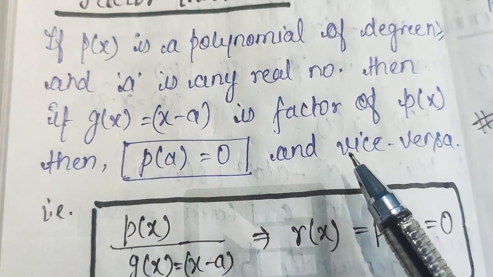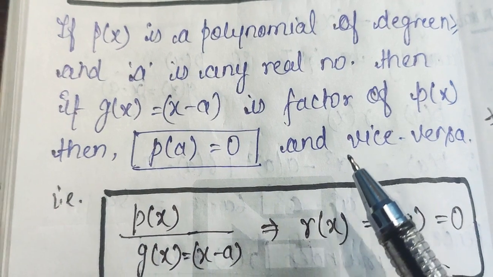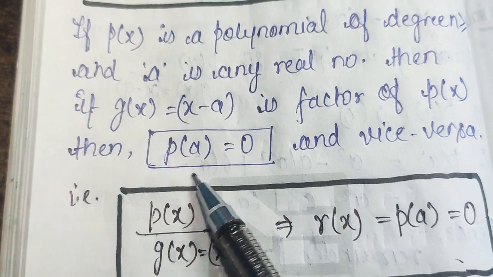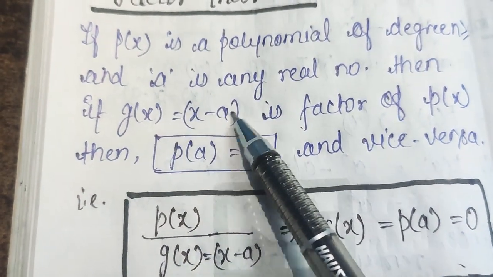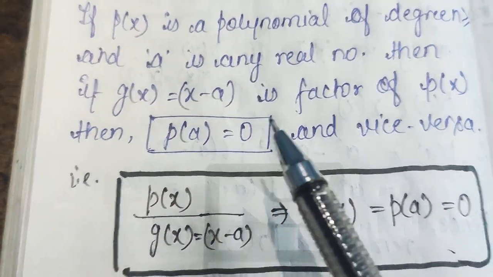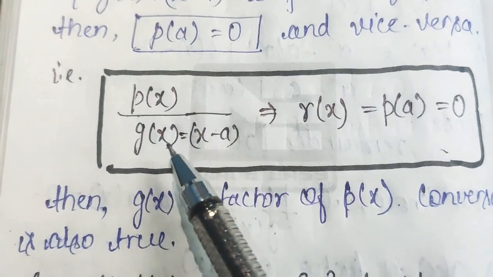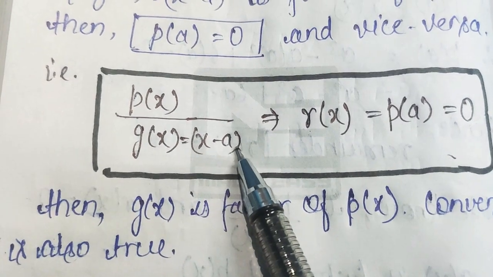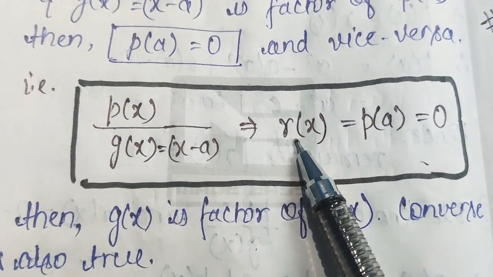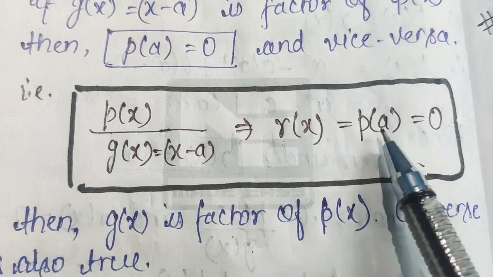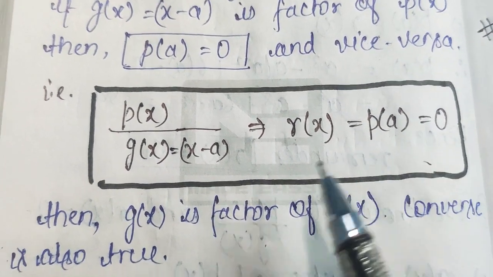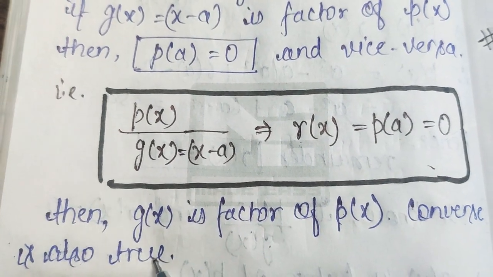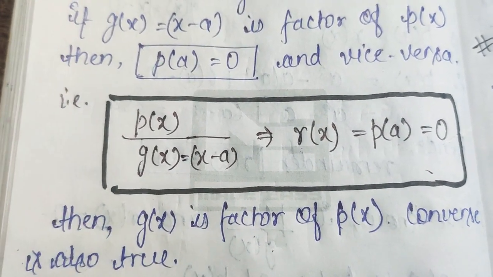The converse part of this theorem is also true. It means if g(x) is the factor of p(x), then the value of the polynomial at the point a will be 0. So here you can write it mathematically like this. P(x) when divided by g(x), the x minus a format, then your remainder will be equal to p(a), and here it is equal to 0. Then g(x) is the factor of p(x), and the converse part of this factor theorem is also true.